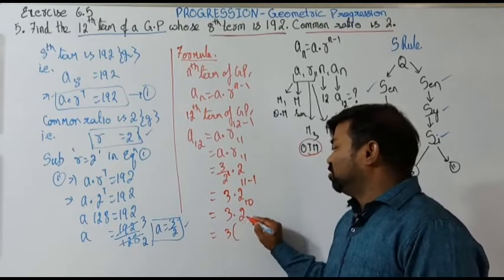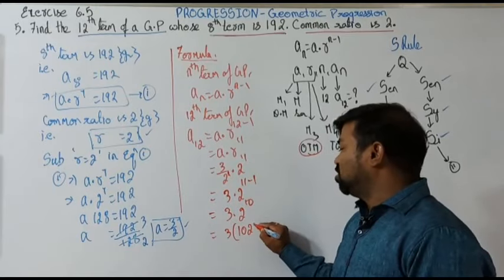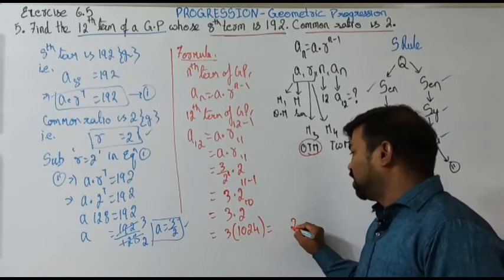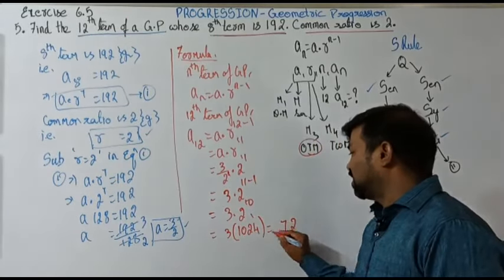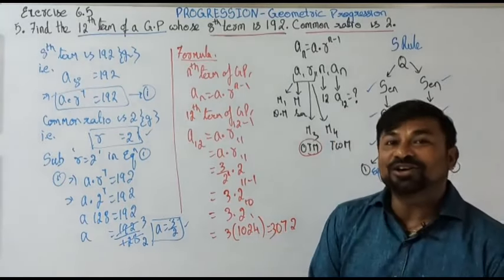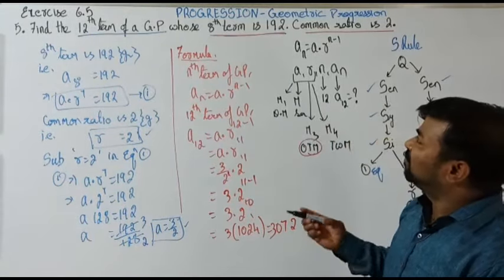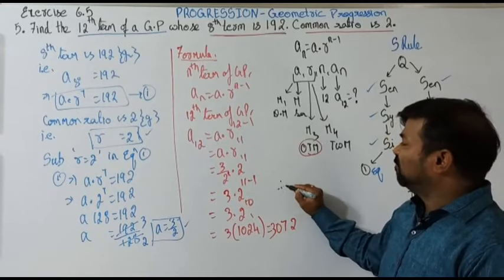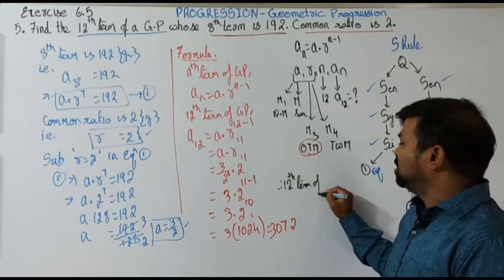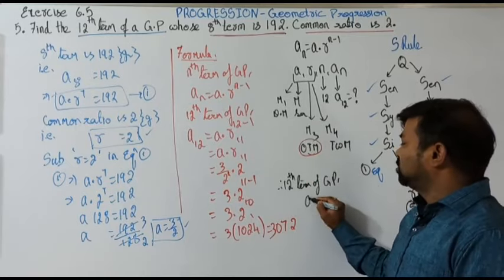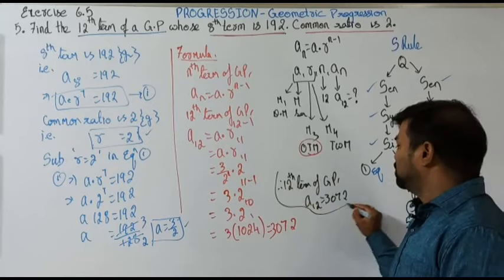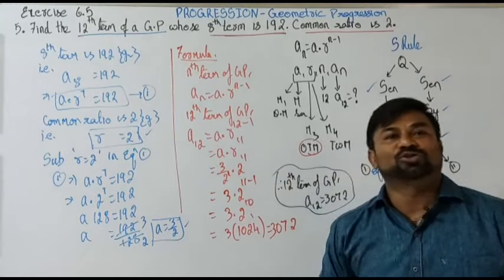Now you know 2 to the power 10 means 1024. If you multiply 3 into 1024: 3 4s are 12, 3 2s are 6, 7, 3 0s are 0, 3 1s are 3, so 3072. Therefore the 12th term of GP, A12 equals 3072. This is what we were supposed to find.